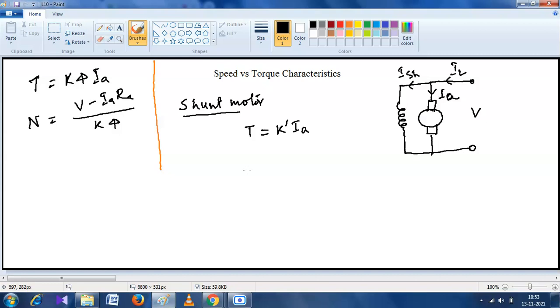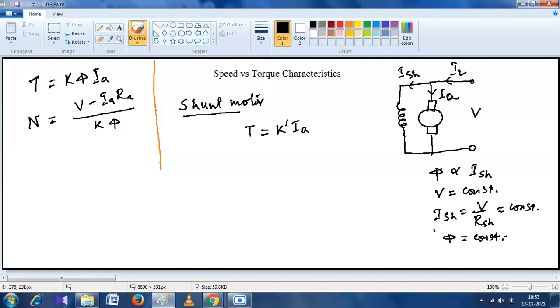Why is phi constant for a shunt motor? We know that phi is proportional to Ish. The supply V is constant for the normal case, so Ish is equal to V by Rsh, which should be constant. Though the shunt current is constant, we can say phi is constant. So we can modify the torque equation such that T is equal to K dash into Ia.